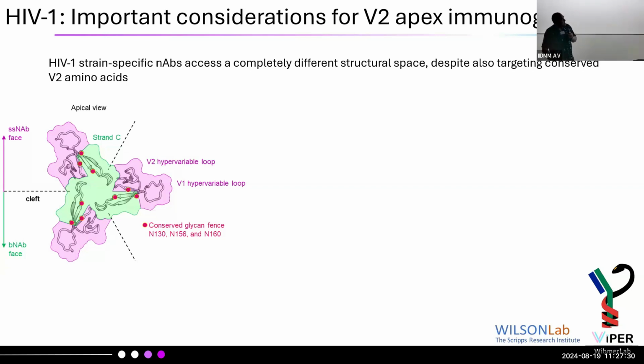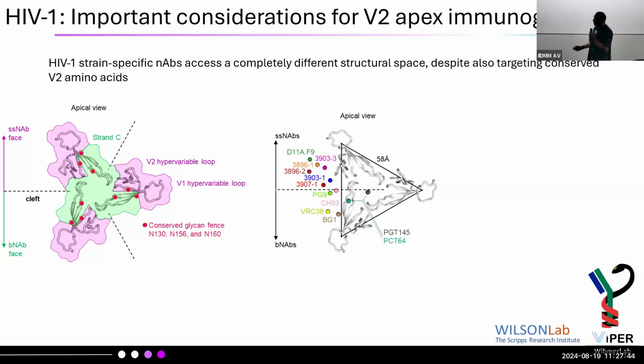And you can see that there's 3 clefts between the 3 different V1, V2 monomers. And we can break up each of those clefts into a strain-specific neutralizing antibody face and a broadly neutralizing antibody face. And if we then plot center of masses for a bunch of known broadly neutralizing antibodies and the strain-specific antibodies that we solved, you can see that they all kind of divide themselves under or over that dashed line, and that dashed line represents the difference between the BNAb face and the SSNAb face.